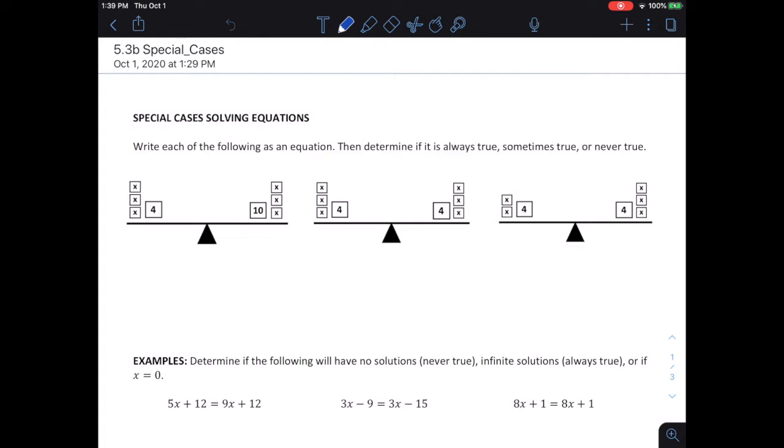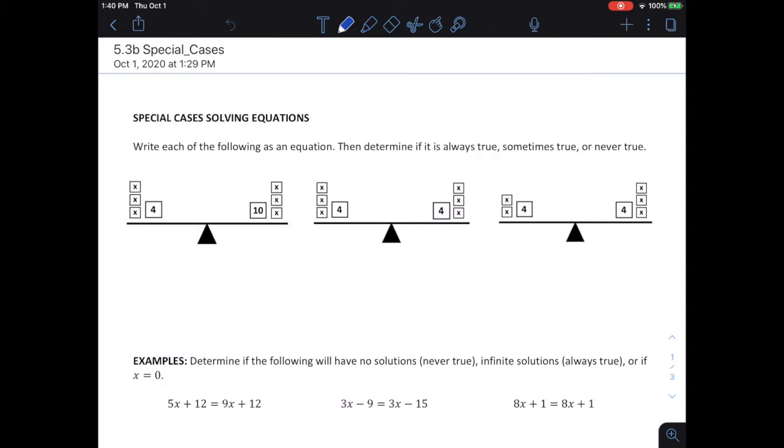So the first thing we want to do is we have some balance scales here. We can notice that all three of these balance scales are supposedly in balance. But what we have to do is determine if they really are or not. So we're going to determine if this is always true, sometimes true, or never true.